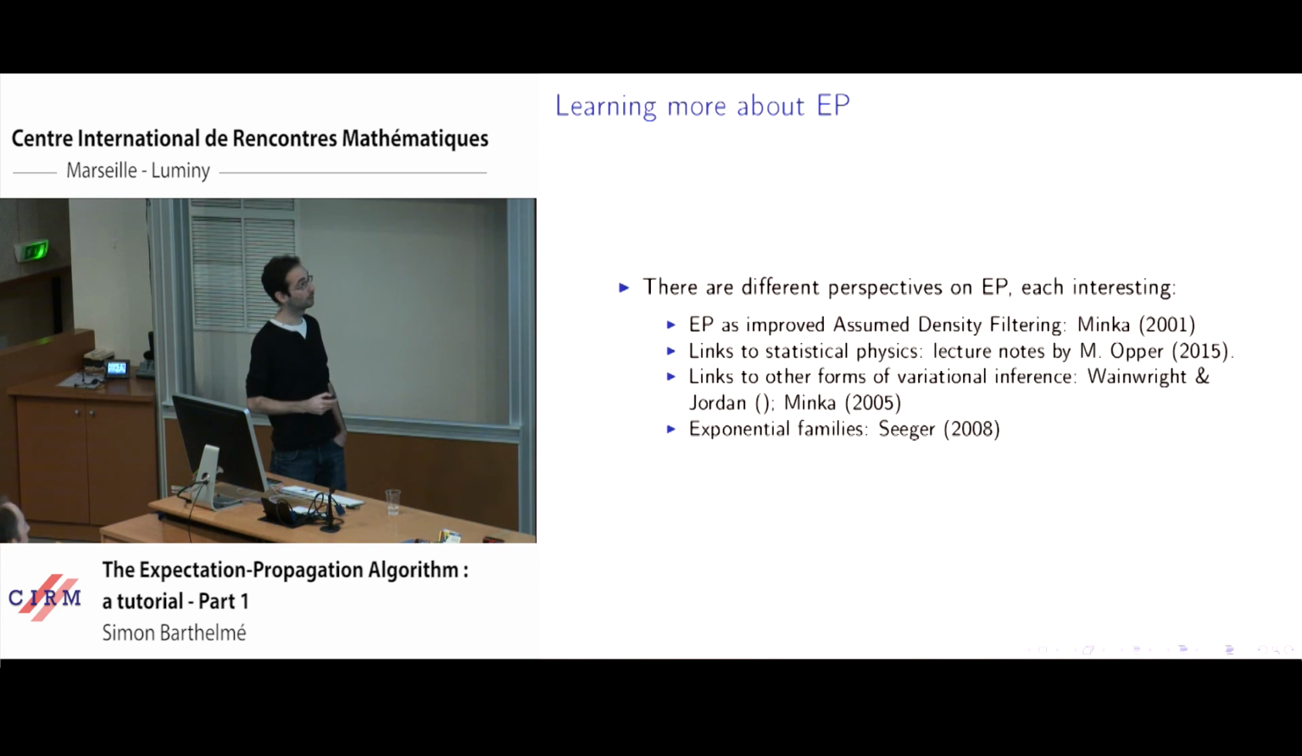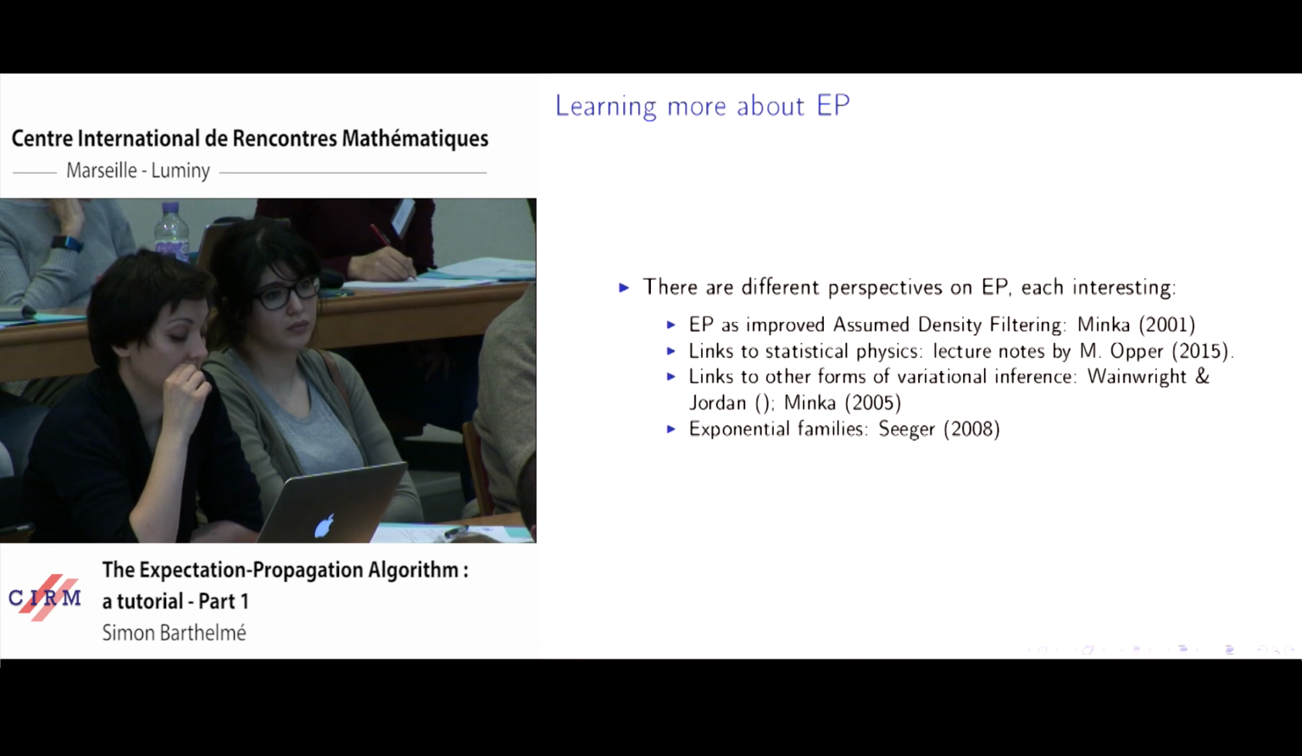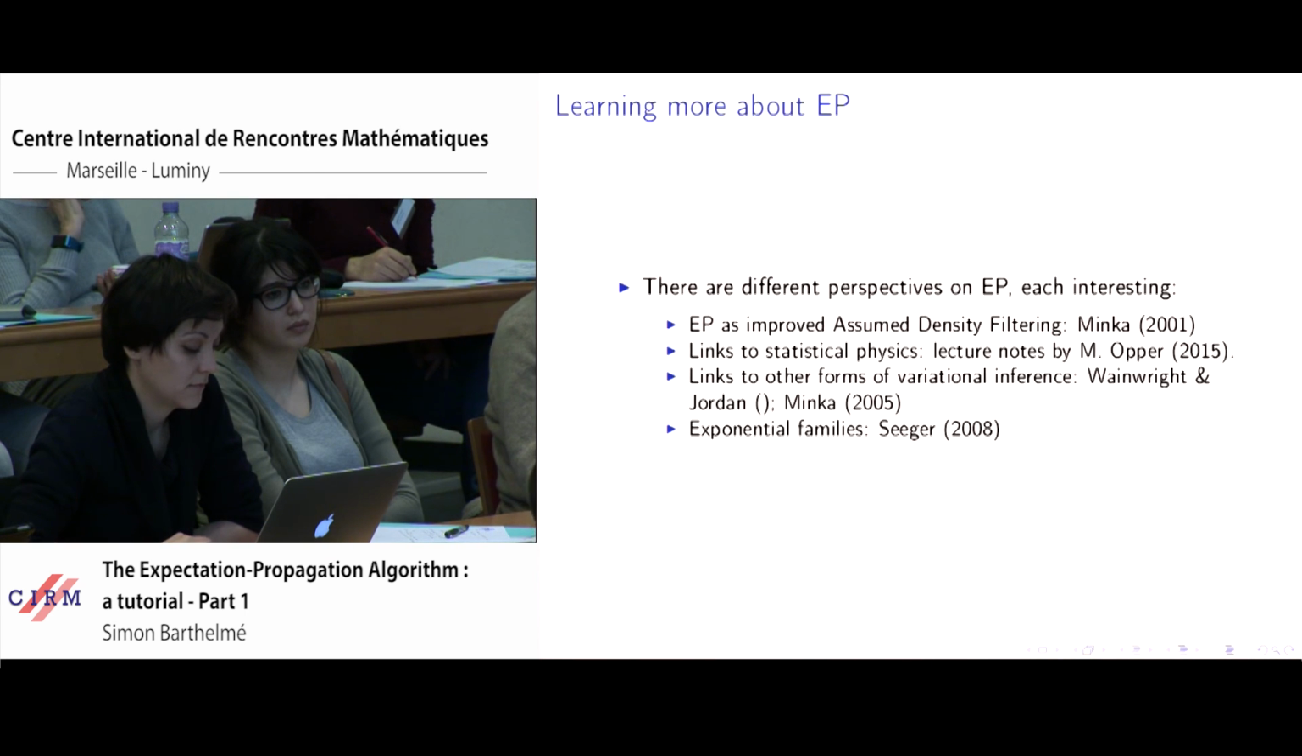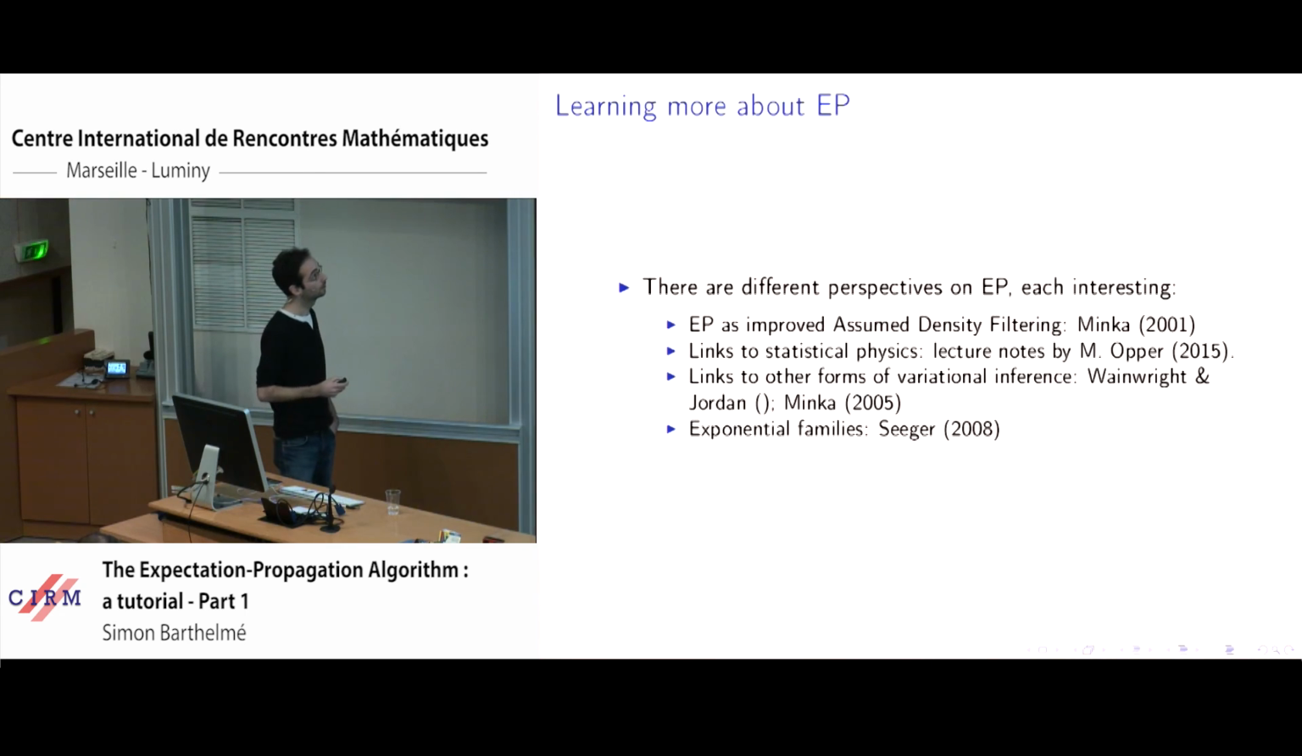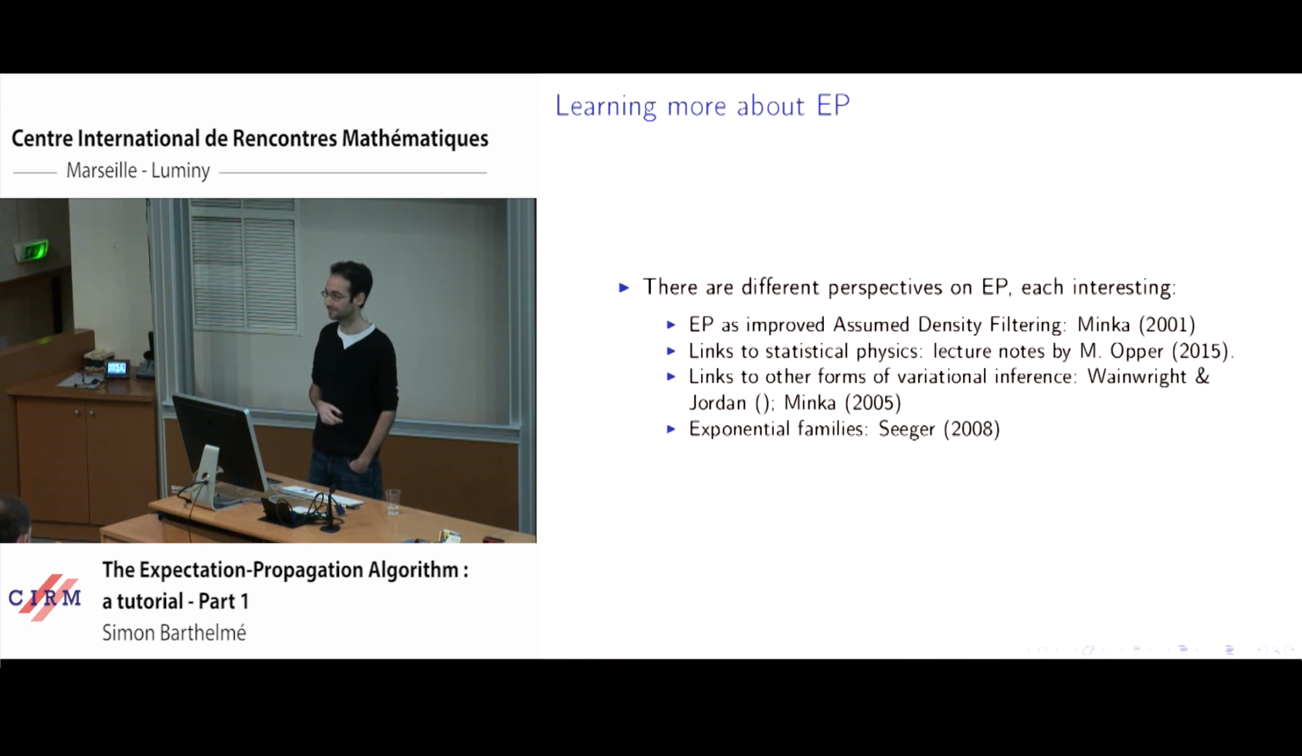You can look at Minka's original paper, which tells the story of EP as improved assumed density filtering. There's a set of lecture notes by Manfred, which has links to statistical physics. Other forms of variational inference you can find in the book by Wainwright and Jordan, Minka 2005, and the cleanest notations in Zega 2008. I think that's the best way to learn EP. At least it's the one that's helped me the most. I'm going to stop here for today. Thanks a lot.